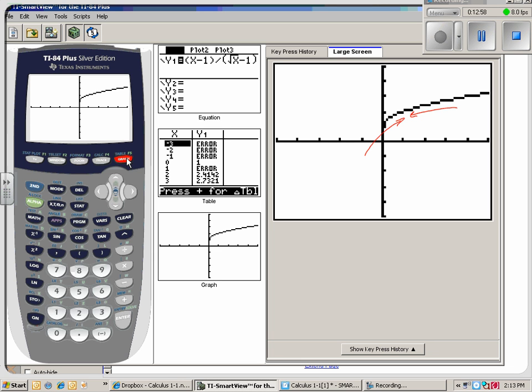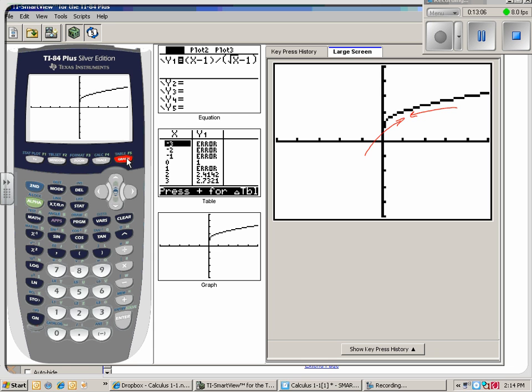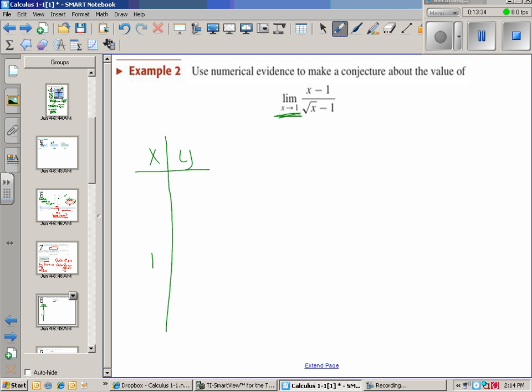Close to 1. So I need to look at my data table, but before I do that, let me look at my graph right here in the center of the screen. Error, error, error, 1, error. So I can't actually be at 1 because it says error. So I want to say, well, what happens if I look at values extremely close to 1? And extremely close to 1, 1 would be in the center.